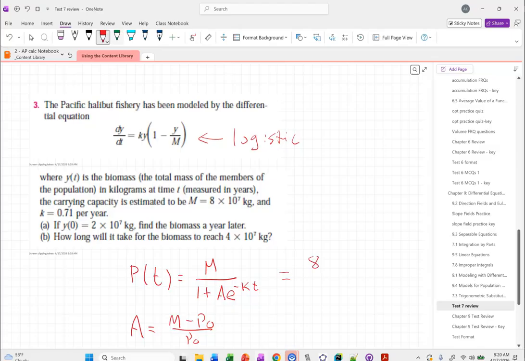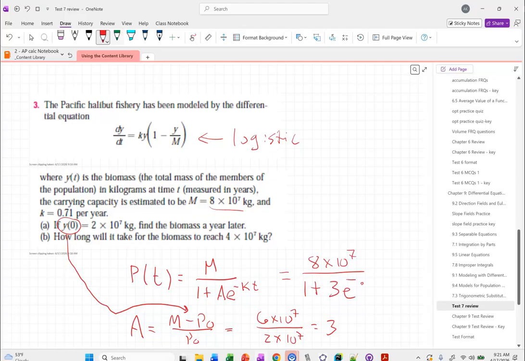So my M is given. My A, well, this is P naught, right? So 8 times 10 to the 7th minus 2 times 10 to the 7th is just 6 times 10 to the 7th over 2 times 10 to the 7th. So A is just going to be 3. And we're told k is 0.71. So far, so good, Lucia?